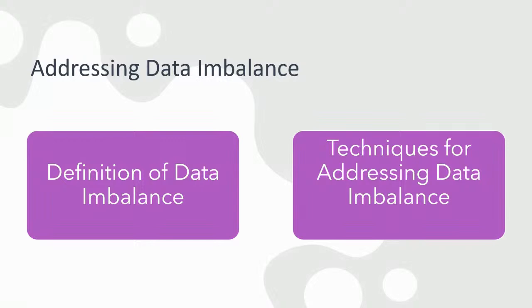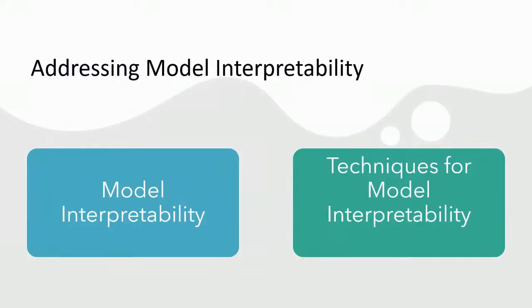Data imbalance occurs when one class is much more prevalent than the other. This can lead to biased models that perform poorly on the minority class. There are several techniques for addressing data imbalance, such as resampling, cost sensitive learning, and ensemble methods.